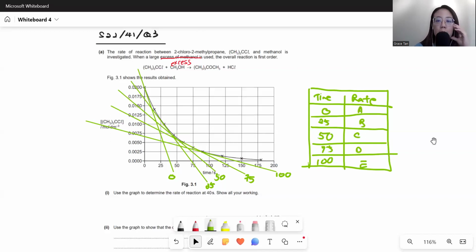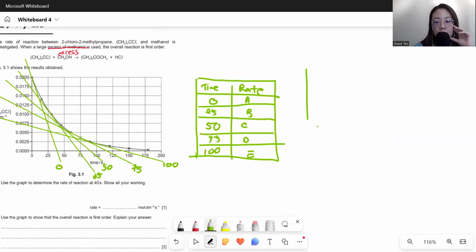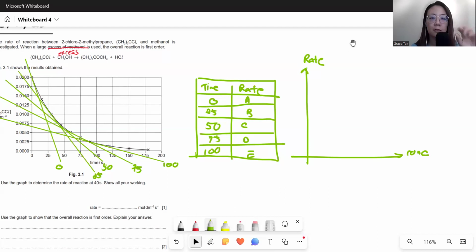Now, once you tabulate this, only then can you go and plot method number 2, which is the rate against your concentration. Correct or not? So now I need you to go and draw tangents, minimum 5 times. We need 5 crosses to plot a best fit line.